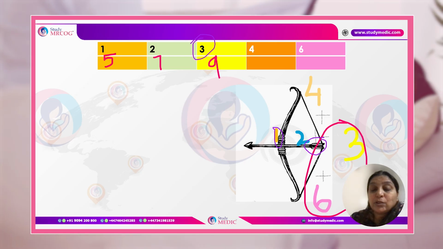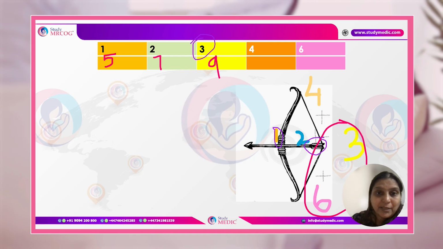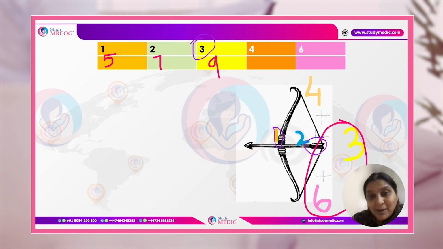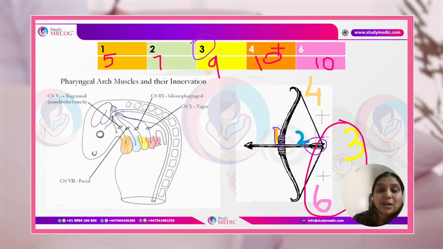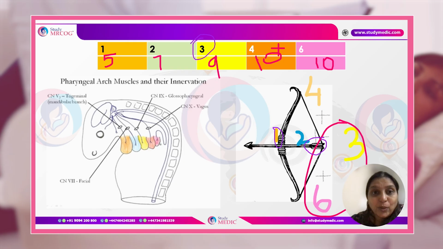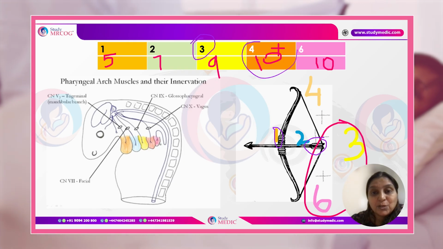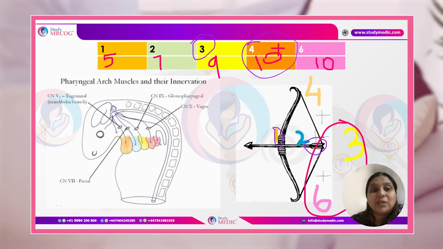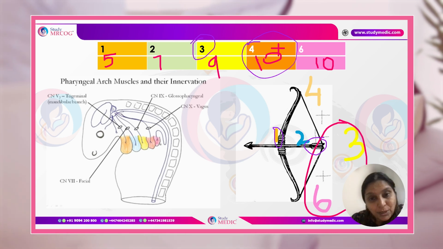And for the 4th and 6th, what do we do? They are at each end of the arch, so we add them up. So 4 and 6 make number 10, or the vagus. The 4th one is the superior laryngeal and the 6th one, which is lower down, is the recurrent laryngeal nerve.